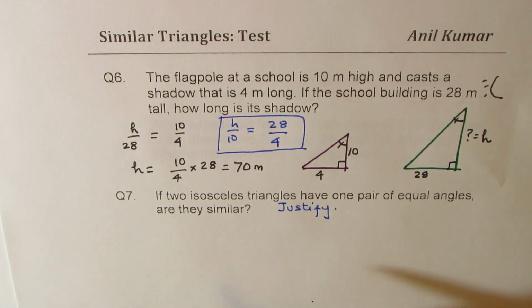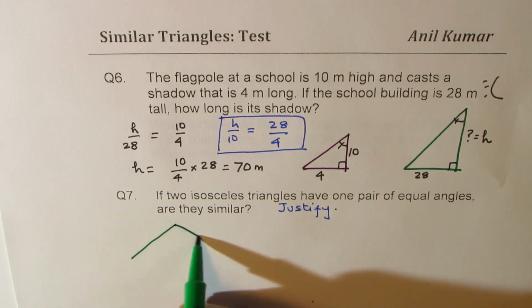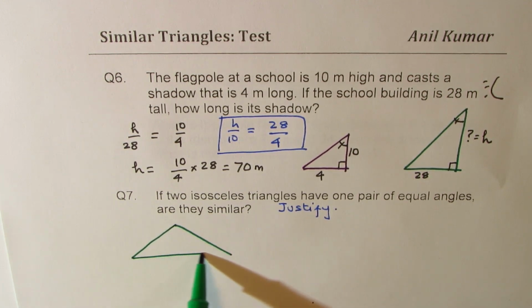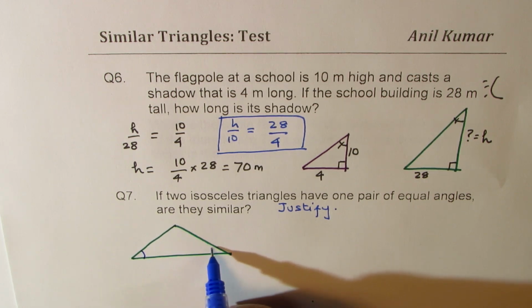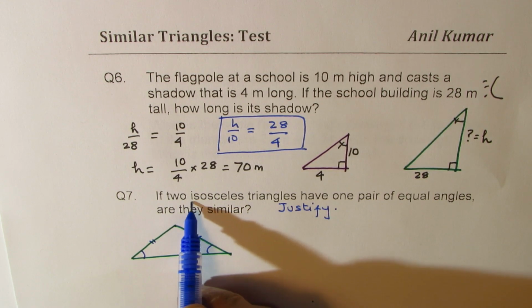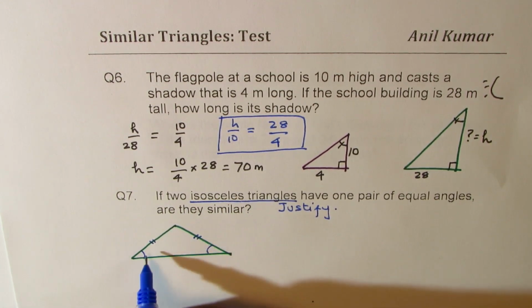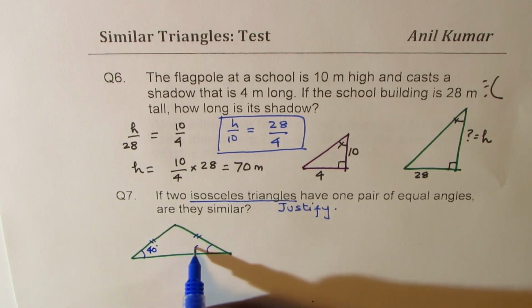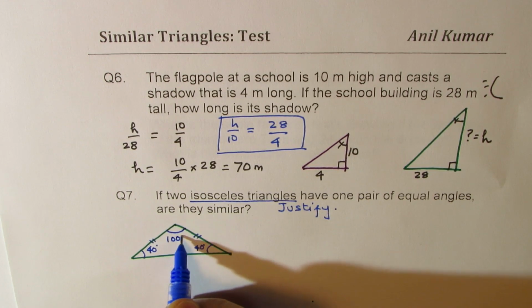To explain this situation, let me take an example. Let's take one triangle and give some numbers. It is an isosceles triangle, which means two sides are equal. So let's say these two sides are equal and we have 40 degrees and 40 degrees angles. So the third angle has to be 100 degrees.